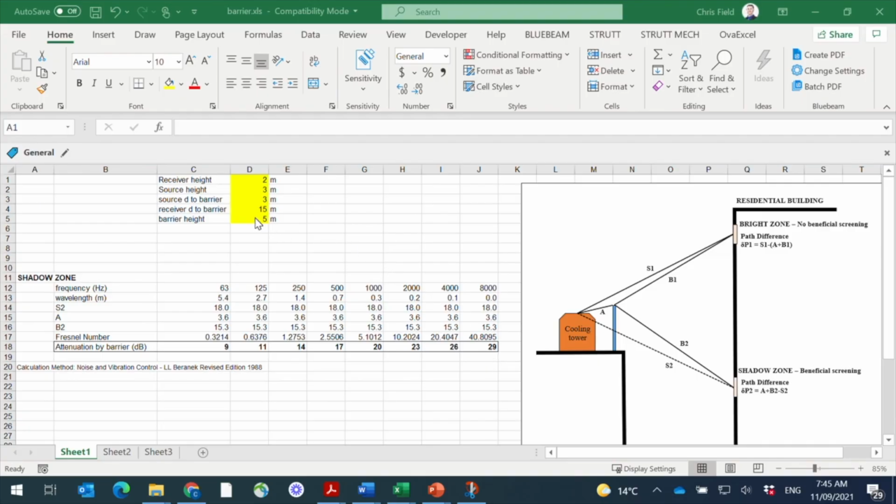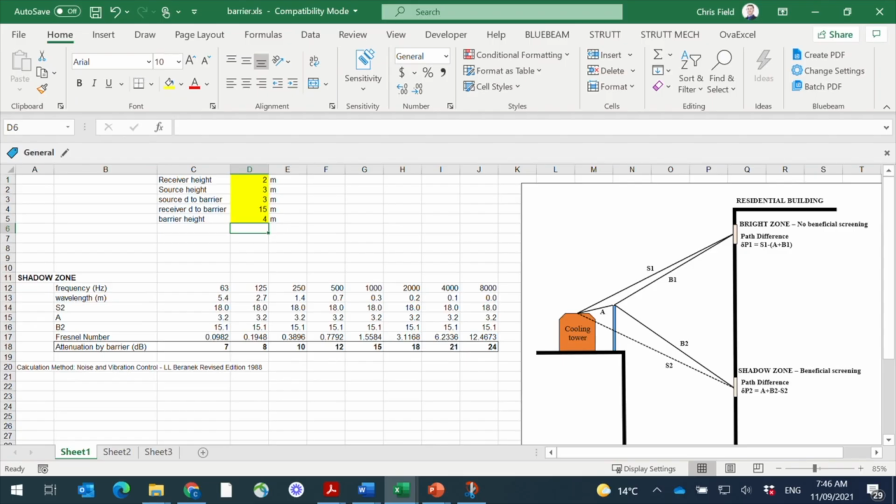Now, if we experiment with the height of the barrier, we can make the barrier higher and make it 6 meters. You can see the benefit of the barrier improves. So in this case, from 11 to 32 decibels. Now, in the case where the barrier height is lower, you can also see we'll go to 4 meters instead of the original 5. It goes from 7 to 24 decibels.